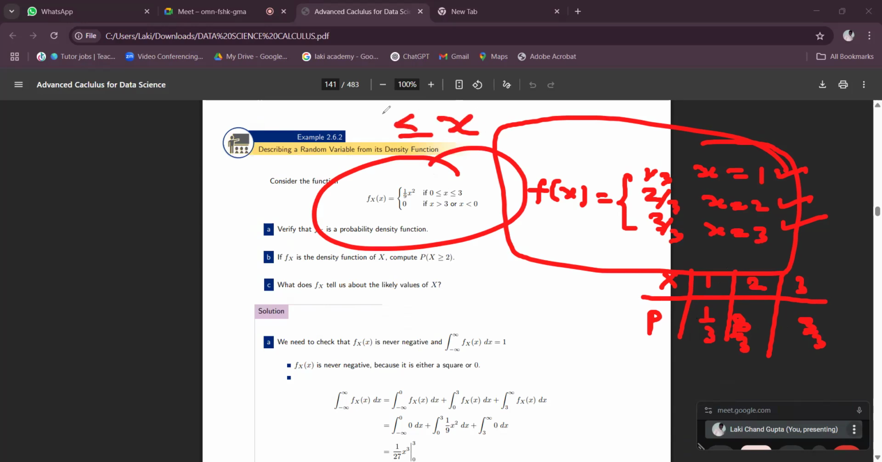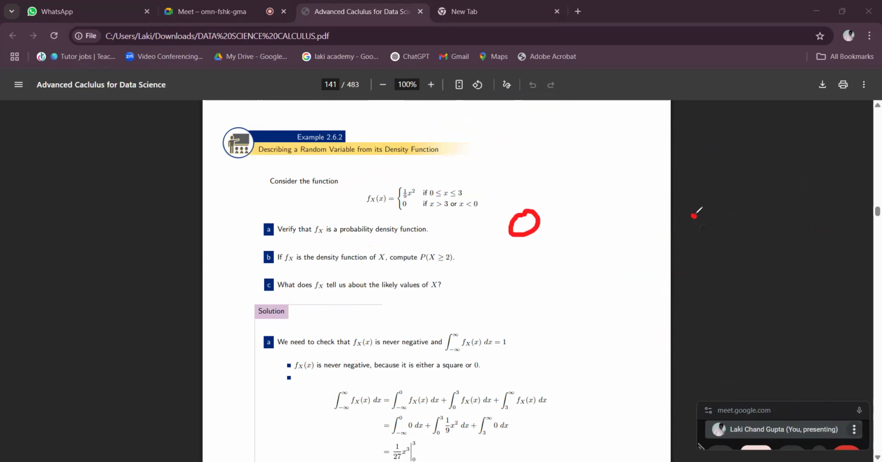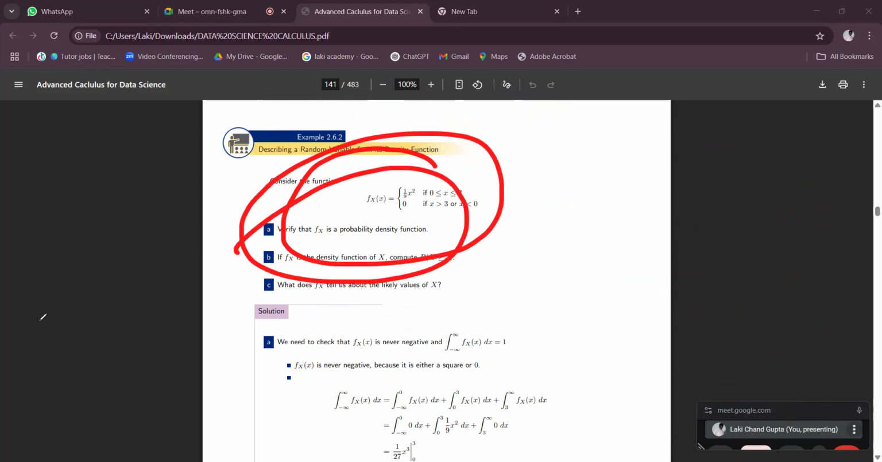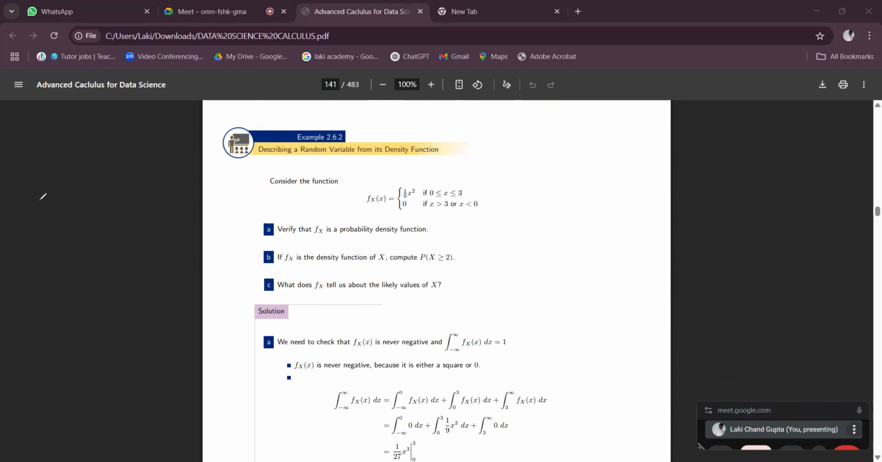But why is the other one continuous? Because x goes from 0 to 3 continuously. Between 0 and 3 there are infinite numbers: 2.9, 2.5, 1.33, it can be anything. But a discrete value is always fixed. So this is a continuous random variable. I think you get it clearly. Okay, thank you.